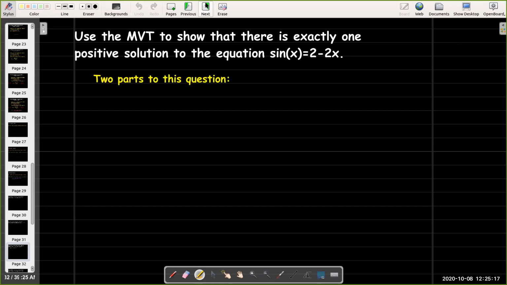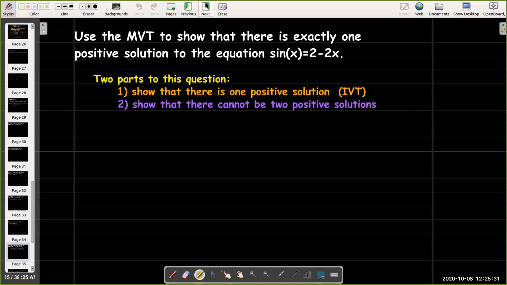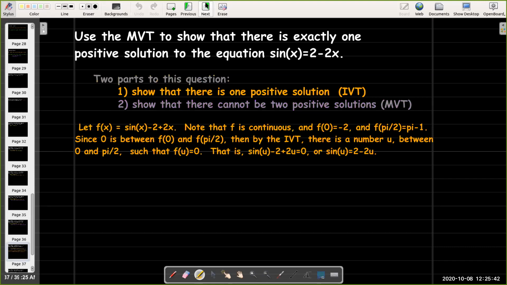So if we think about it, there's two parts to the question. The first part is we have to show that there is a positive solution. And we'll use the intermediate value theorem, just like we did before in chapter 1. And then we're going to show that there cannot be two positive solutions. And for that, we'll use the mean value theorem. So let's do the first part.